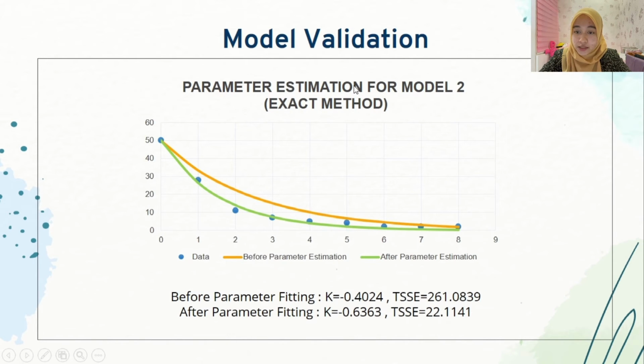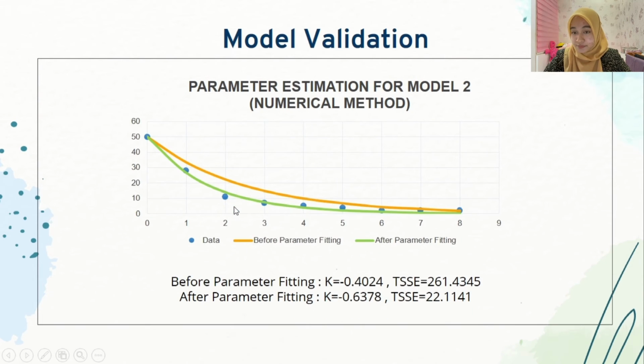This is parameter estimation for Model 2, exact method. Before the parameter fitting, on the orange curve, the value of parameter k is equal to negative 0.4024 and the total sum square error is 261.0839. After the parameter fitting, with the green curve, our value of k is equal to negative 0.6363 and the total sum square error has decreased to 22.1141. In this model also, after parameter estimation is the best fit for the experiment data.